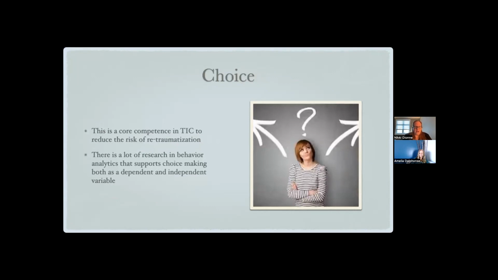The next piece to look at is how we're providing choice. And honestly, choice and preferences is a core competence in trauma-informed care to reduce the risk of re-traumatization, but it is also a subject in which there is a lot of research in behavior analytics that supports choice making, both as a dependent and independent variable. So there's a lot of information in behavior analytic literature that emphasizes integrating procedures and practices that support client control, choice, autonomy, building independence. And really, for trauma-informed care, this intervention decreases the likelihood of re-traumatization.